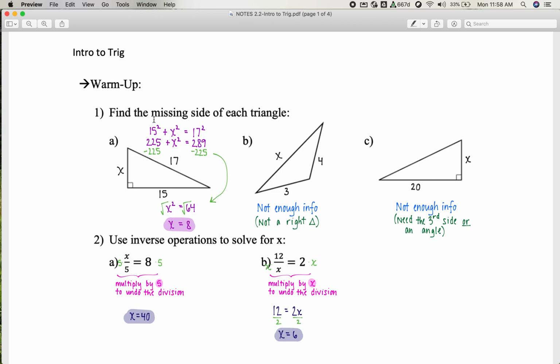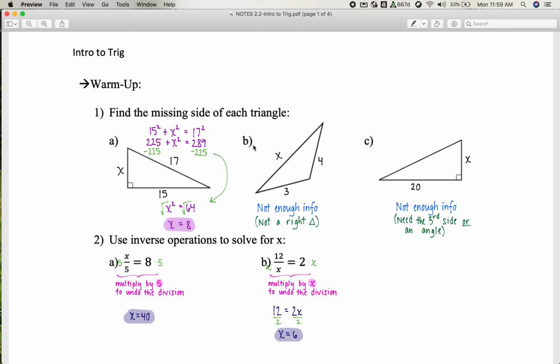we can set up the formula a squared plus b squared equals c squared, in this case 15 squared plus x squared equals 17 squared. And then we can do the algebra, squaring the numbers, subtracting the 225, and undoing the square with a square root, to learn that the missing side had a length of 8.